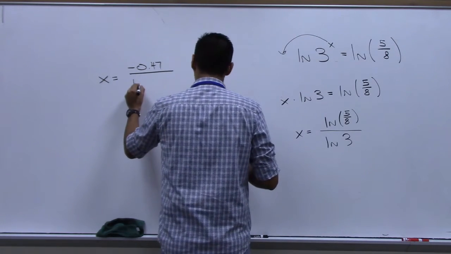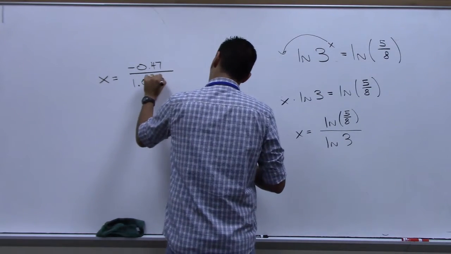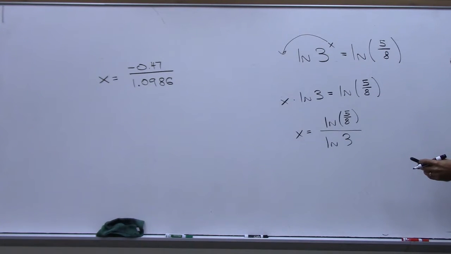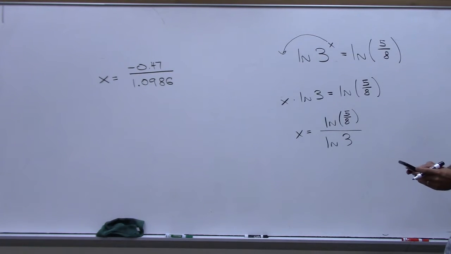What? You did? Okay, let me double check. Natural log of 3. Are you using your phone calculator? Yes? No, it's right. Natural log of 5/8, the top I got, but the bottom, I got 0.05. Oh wait, I had already solved it. Okay, yeah, that's right. And then you have to divide that, or negative 0.43.